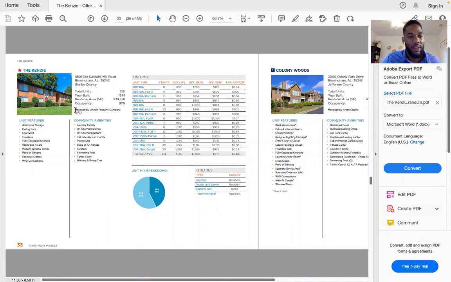So that's one thing to know about these OMs. It's always good to go through them because you could start collecting some data and building out a property management list of people to call.